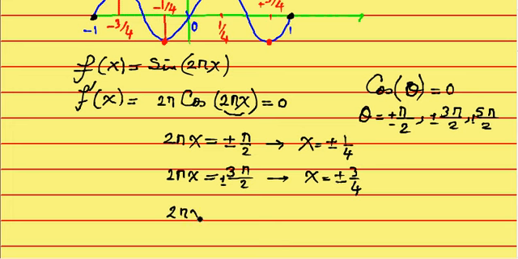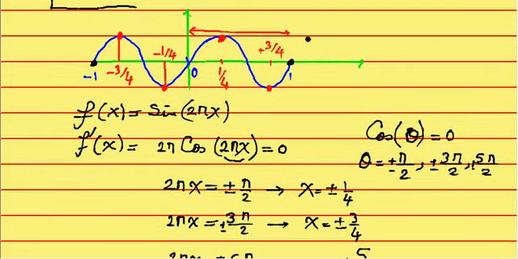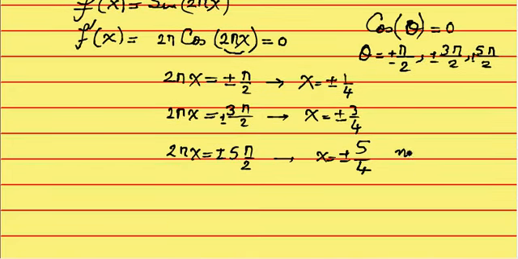If you set 2 pi x equal to plus or minus 5 pi over 2, that tells you that x is equal to plus or minus 5/4. Well, for 5/4, we have already left the interval of interest. That's going to be the next root, but we are limiting ourselves to -1 to +1. So this one is not in the given interval.